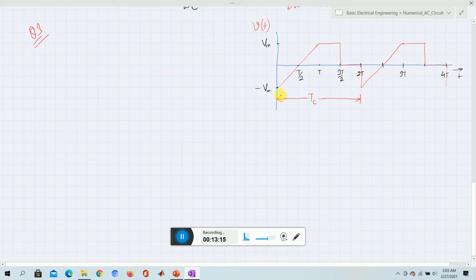So that's why we have to integrate it. It is periodic from 0 to 2T, and after that the same cycle repeats. So we can integrate and find the RMS value and the average value of it. So let us write down the value of V(t) here. V(t) is equal to, this is a slope starting from minus Vm and reaching Vm. So we have to write accordingly.